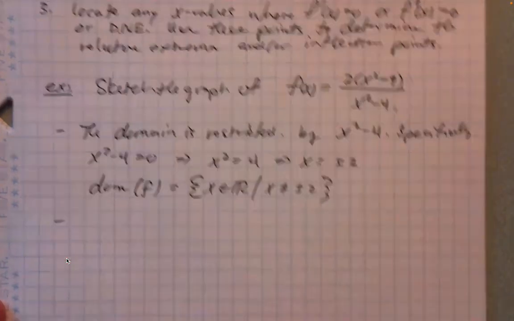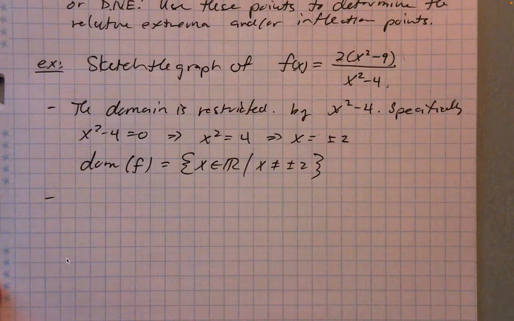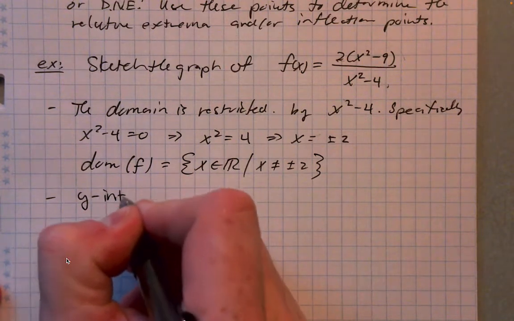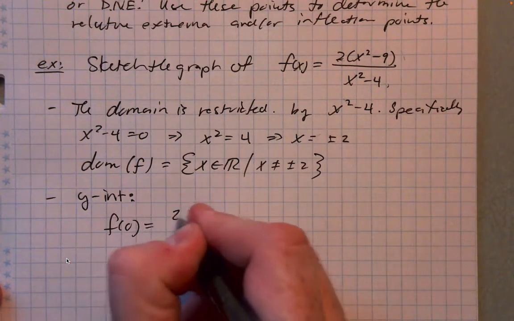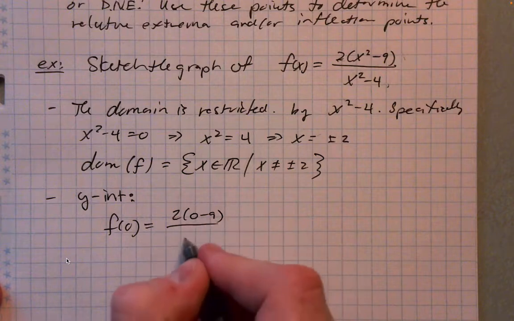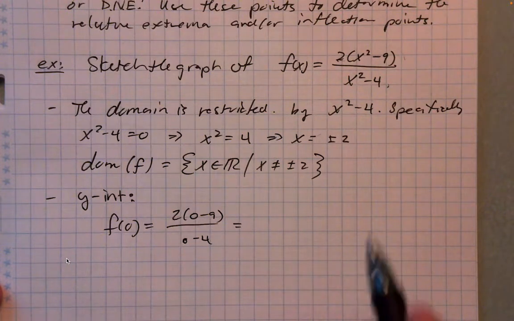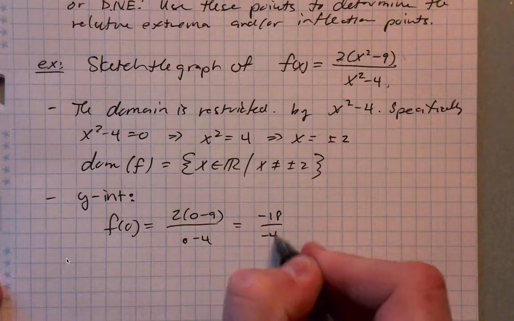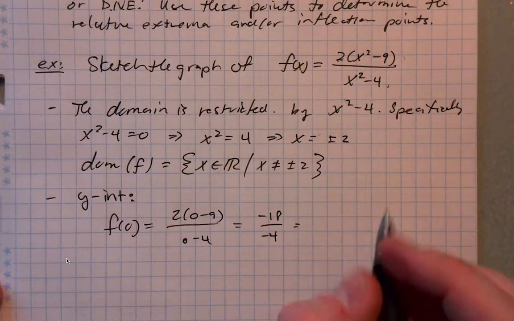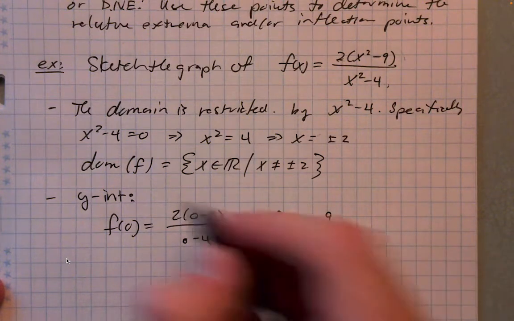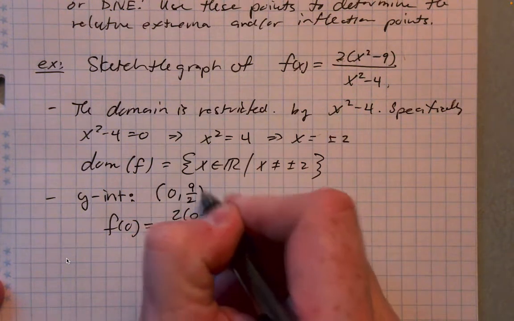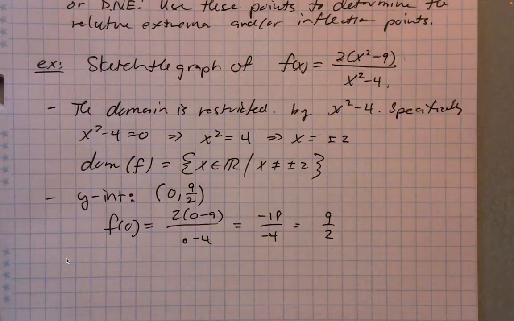Let's look at the intercepts. The y-intercept, as I said, is really easy to find. Right? We can just plug in 0 here. f of 0 equals 2 times 0 minus 9 over 0 minus 4. And so what do we get? -18 over -4. And so we get, what is it, about 9 halves then, I suppose. Okay, so the y-intercept is 0, 9 halves. That's going to be the point where this graph crosses the y-axis.